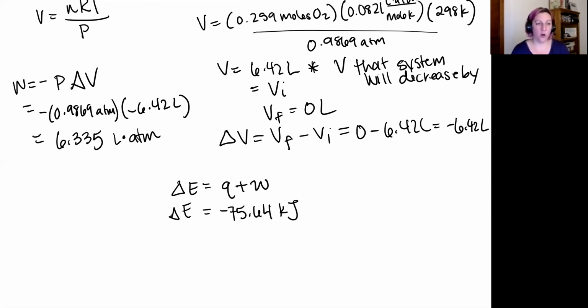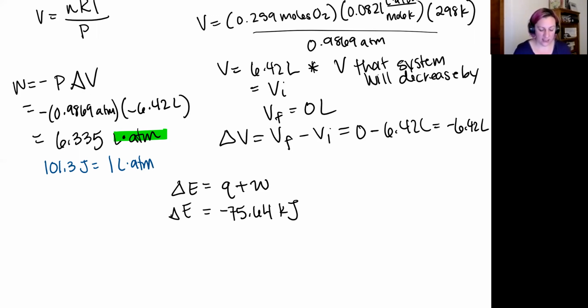Now I need to plug in work. However, I have work represented in units of liters times atmospheres. So I really need to keep my units the same if I'm adding them together. So I need to convert this into kilojoules. And there's a handy conversion factor for that, which is that 101.3 joules equals 1 liter times atmosphere. So we can utilize that.